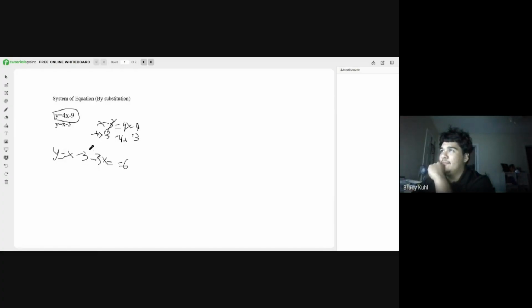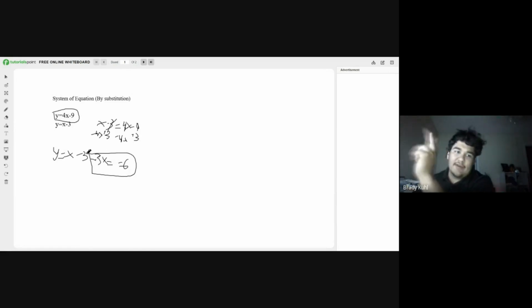And this is not your final answer. I just don't want you guys to be confused. Divide negative 3 on both sides, and x equals 2.